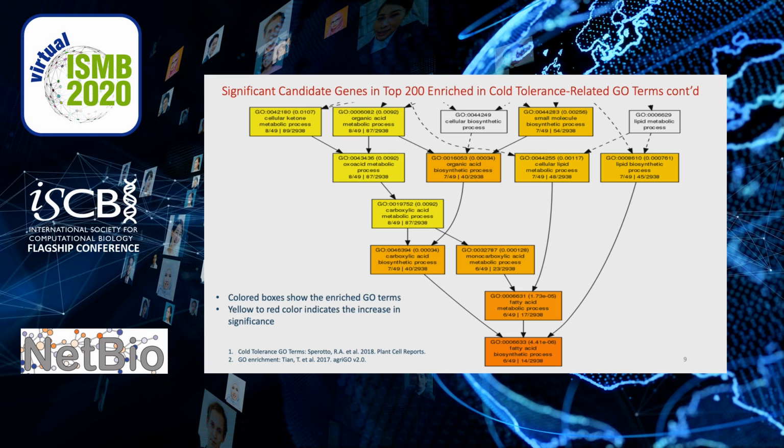This is the GO term tree in parent-child tree format. Colored boxes show the enriched GO terms. Yellow to red color indicates the increase in significance. Significant candidate genes in the top 200 were enriched in cold tolerance related GO terms. All these GO terms are listed in a previously published paper as rice cold tolerance related terms.